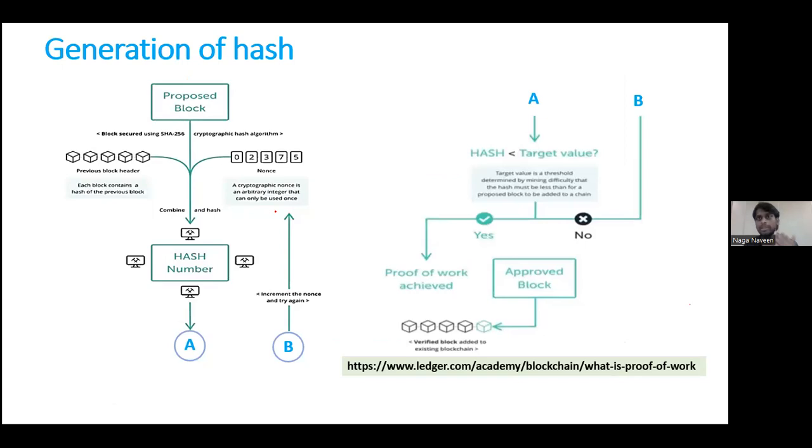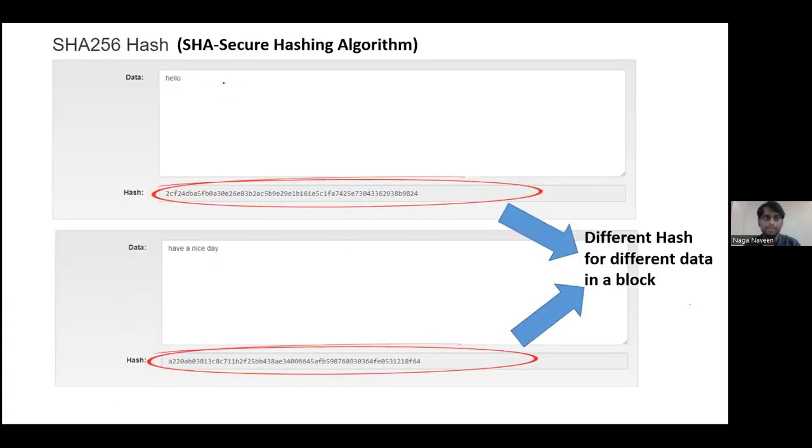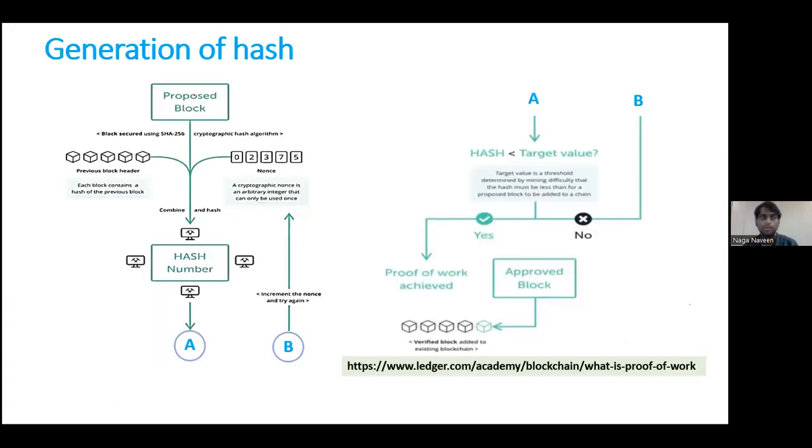Now, in practice, in this example I have considered data only. I have not taken the previous hash into account for generating a hash. But in practice, there will be something called a nonce as well. So to produce a hash for a block, the data of that block will be taken, plus the previous hash, plus along with this, there will be something called a nonce.